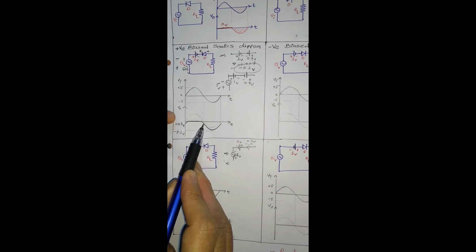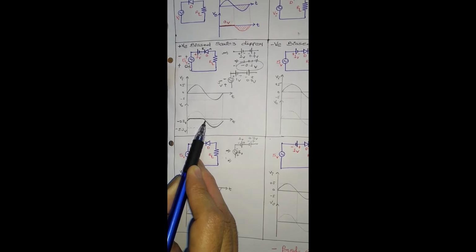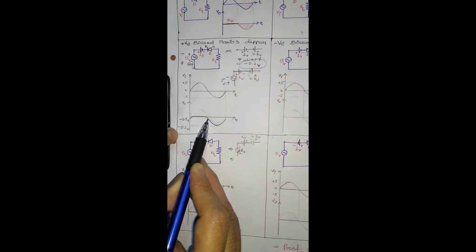Why 5.3? Because your last voltage level is minus 0.3. In negative cycle 5 volt. So you just add 5 to 0.3. This is a minus 5.3.